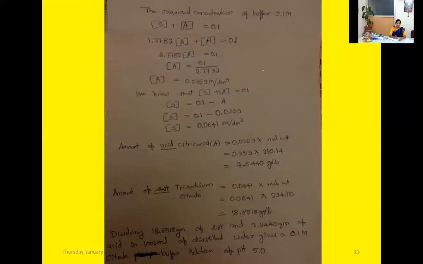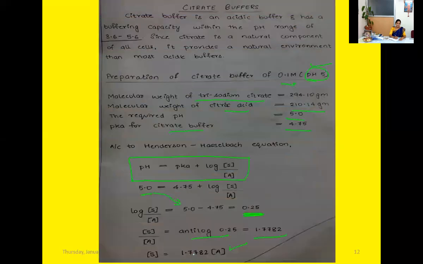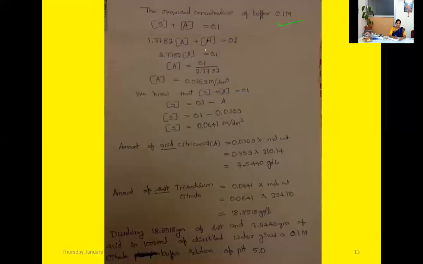Same thing taken here. The required concentration of buffer is 0.1 M. We already got this particular S. How much is salt? Yes, 1.7782 A. So same thing we'll write: S is equal to 1.7782 A, plus A, equals 0.1. Then you'll write it here as 2.7782 A is equal to 0.1. Then A is equal to 0.1 divided by 2.7782. You'll get acid is equal to 0.0359 moles per dm cube.